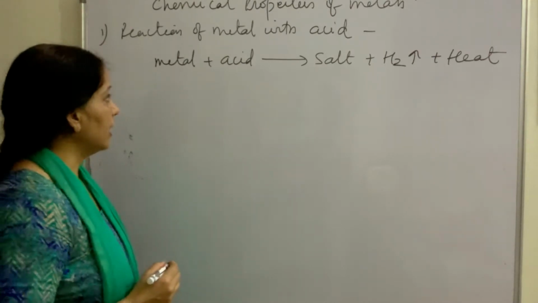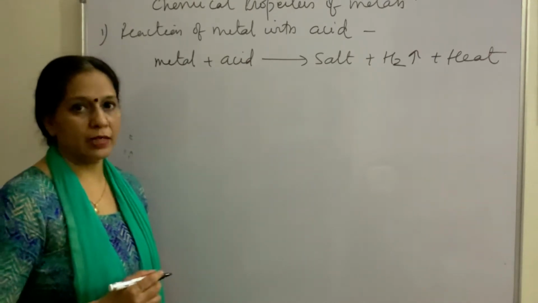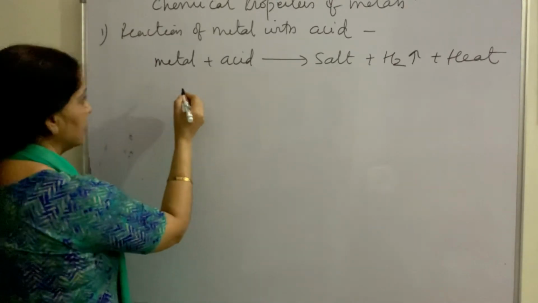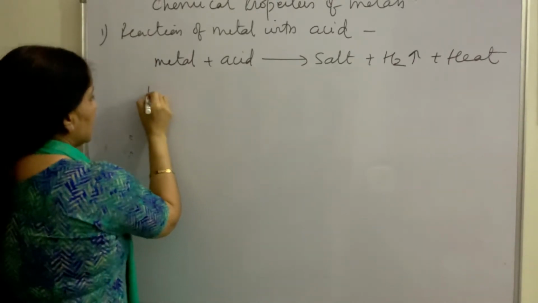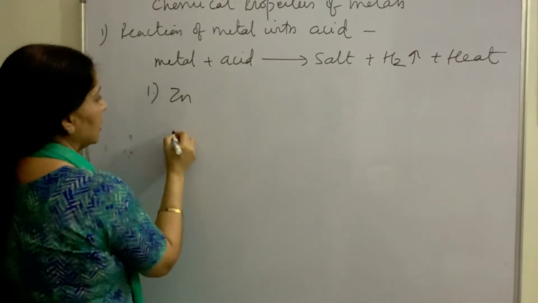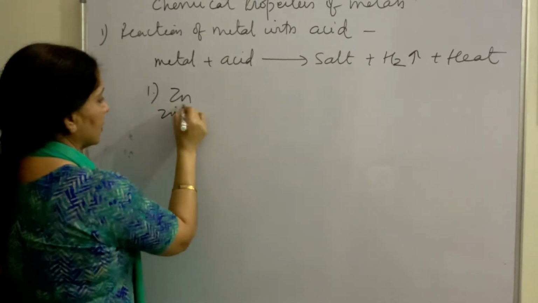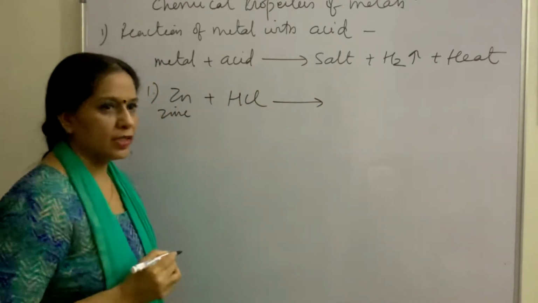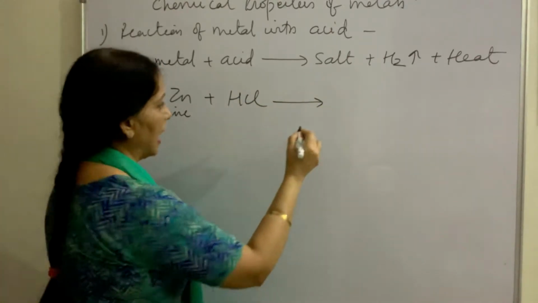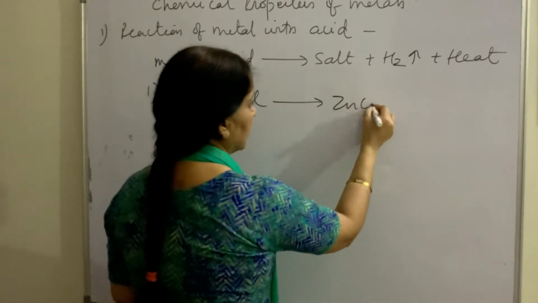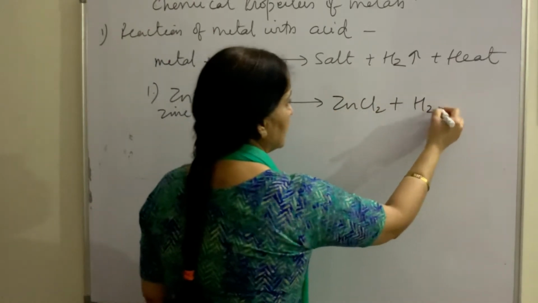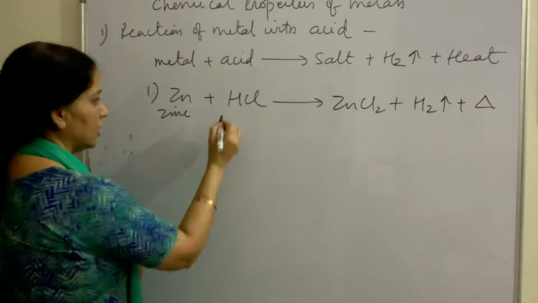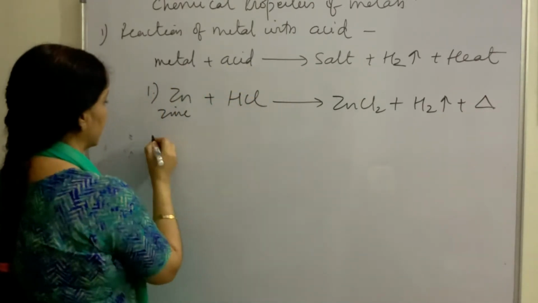So here we will see the reaction of different metals with two different types of acids, strong acids and weak acids. Suppose we take zinc granules and we drop it in hydrochloric acid. You will see bubbles of hydrogen gas are produced and zinc chloride is formed. H2 plus heat is released. This is dilute hydrochloric acid.